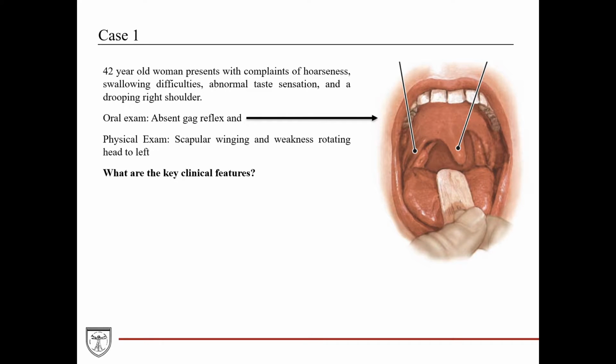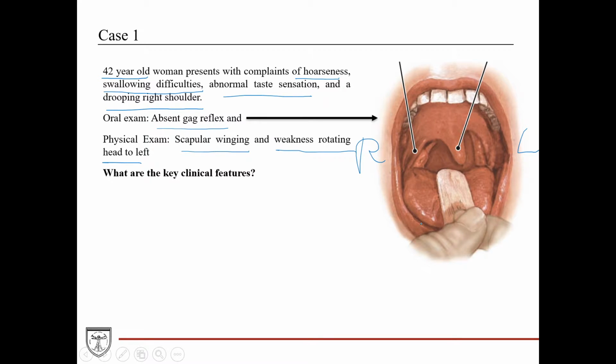All right, so we've got the first case here. I try to include a little picture because in a lot of these exams, you have to be able to identify certain things. So the first case: a 42-year-old woman presents with complaints of hoarseness, a hoarse voice, swallowing difficulties, abnormal taste sensation, and a drooping right shoulder. Some interesting presentation. On oral exam, she has an absent gag reflex. We'll get into why that's significant in a second. If you look at her exam, this would be the right, this would be the left, and you can see that she has a uvula deviated to the left. Physical exam is notable for scapular winging and weakness of rotating the head to the left.